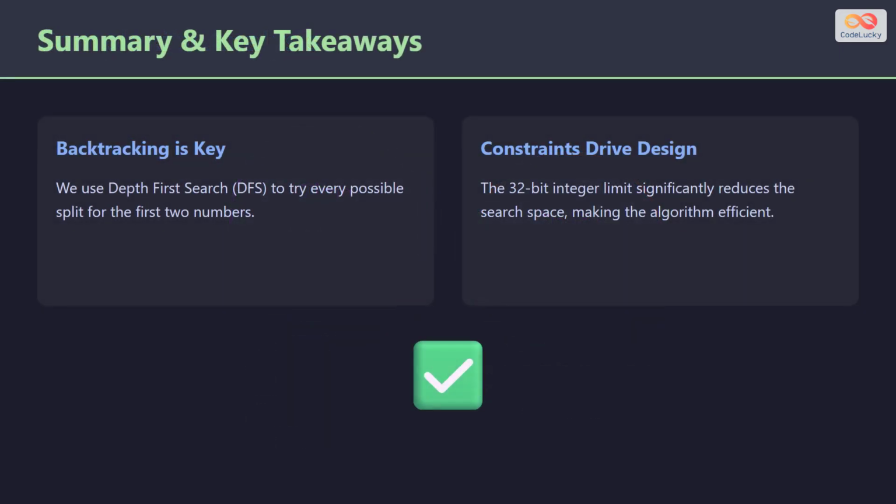To wrap up, this problem is all about determining the first 2 numbers. Once those are set, the rest of the sequence is deterministic. Using backtracking allows us to explore these combinations efficiently, while the constraints help us prune invalid paths early.